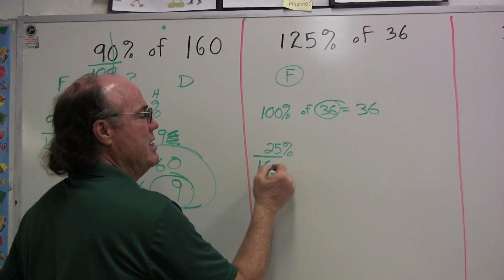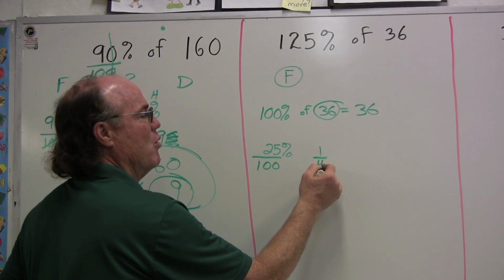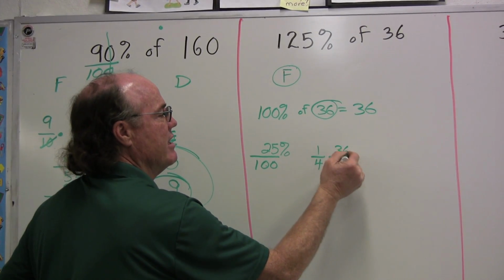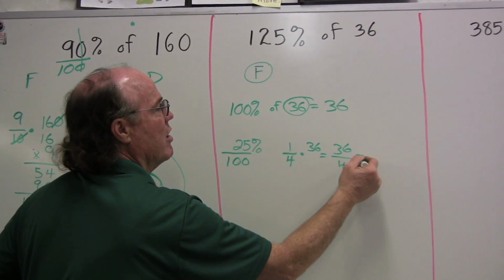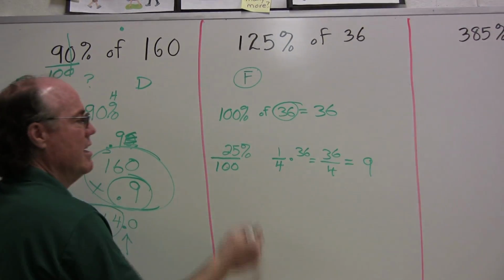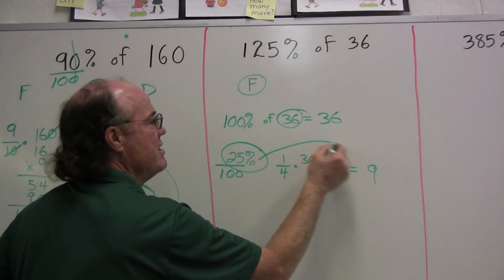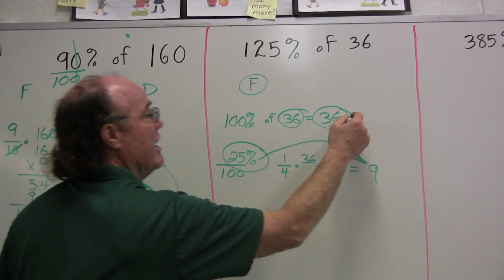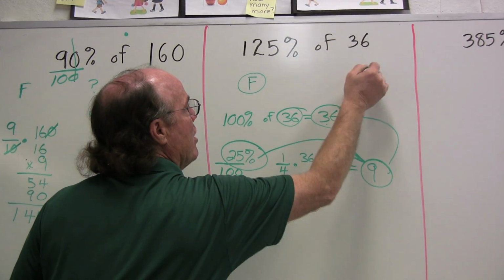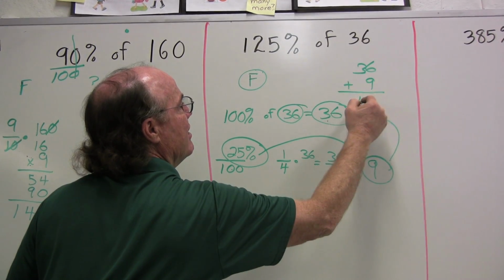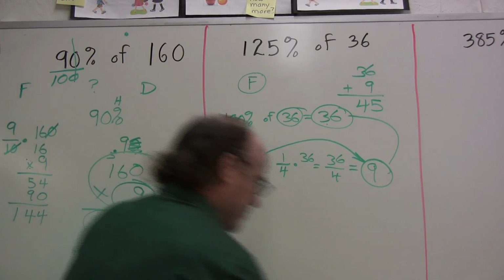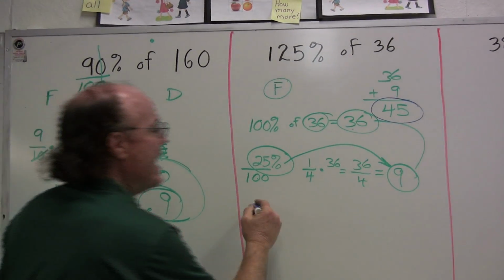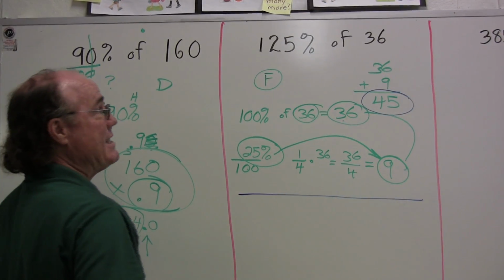Now we have 25% of 36. Remember how this is easy to convert to a fraction, 1/4. 25 goes into here and here, 1 and 4. Now, times 36. 36 over 4 is 9. So, 25% of 36 is 9. 1/4 of 36 is 9. There's 100% here. Now watch, we add those two. What's 36 plus 9? 45.